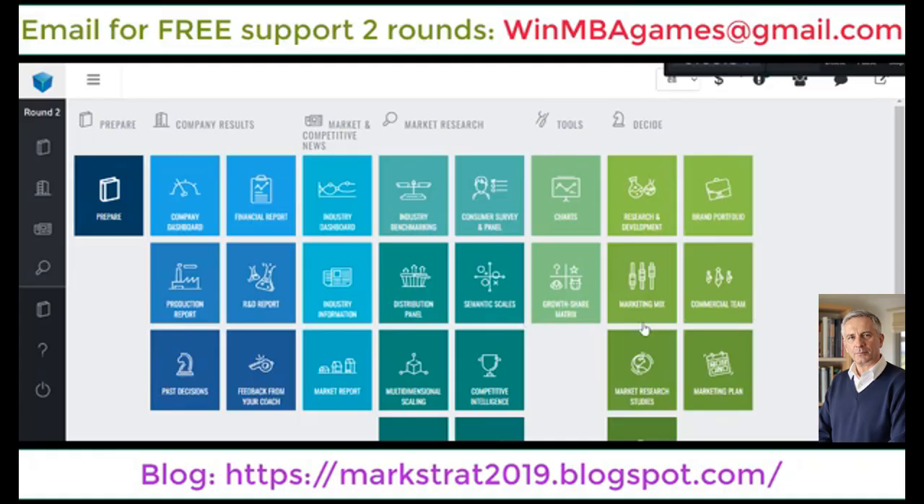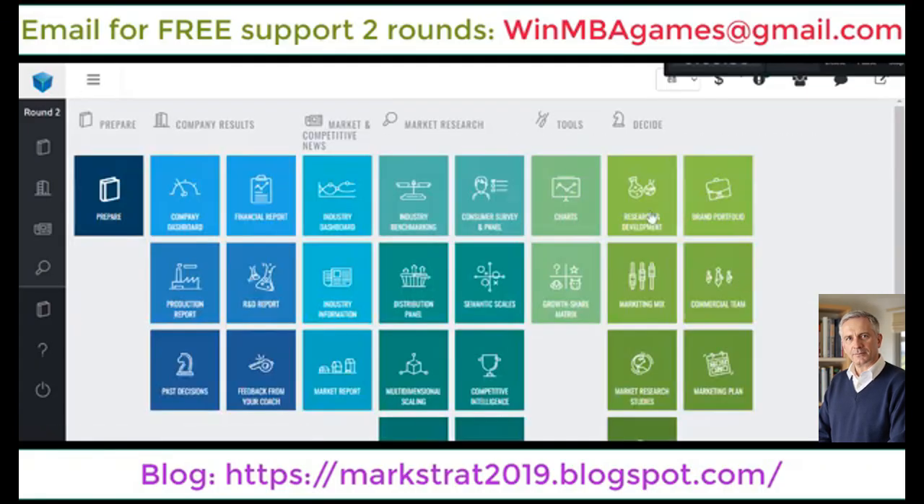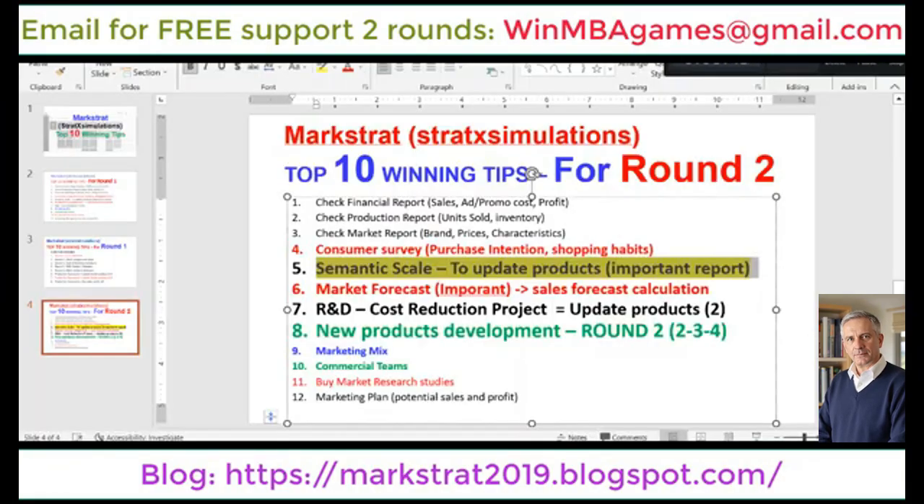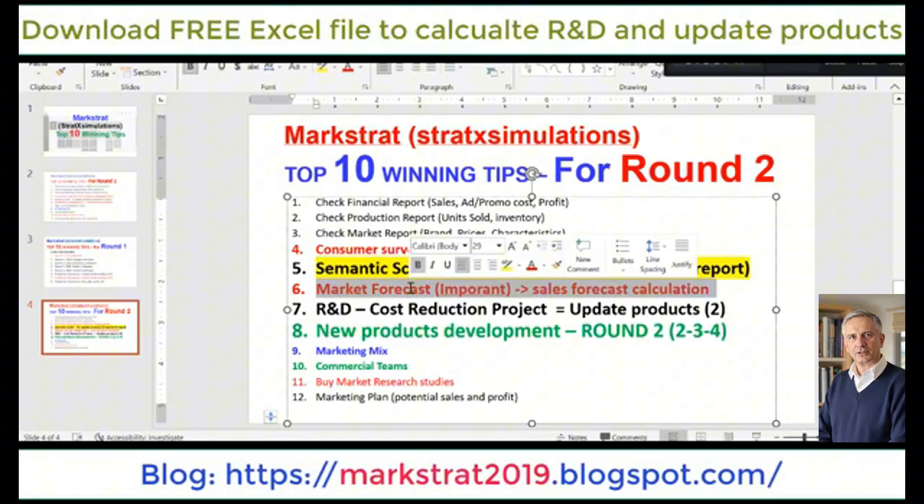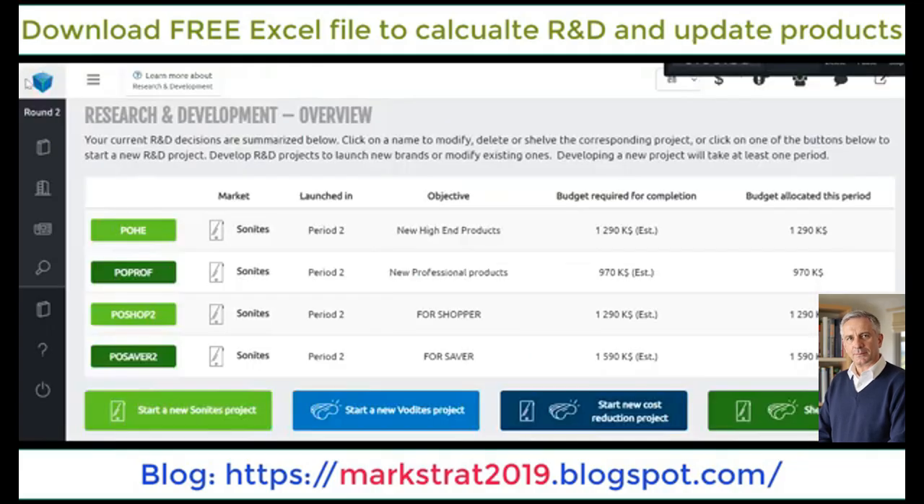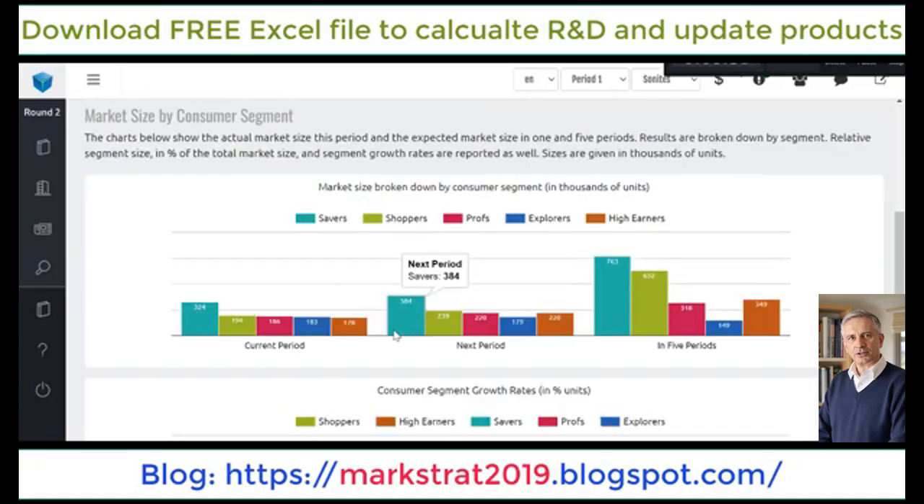New product development strategy. One of the key strategies in Round 2 is launching new products. Many teams underperform because they delay this critical step. Here's what to do. Rationale: some of your current products may not be positioned in the ideal spot on the semantic scale, or they may be absent in growing segments such as shopper and saver. This is a major disadvantage.